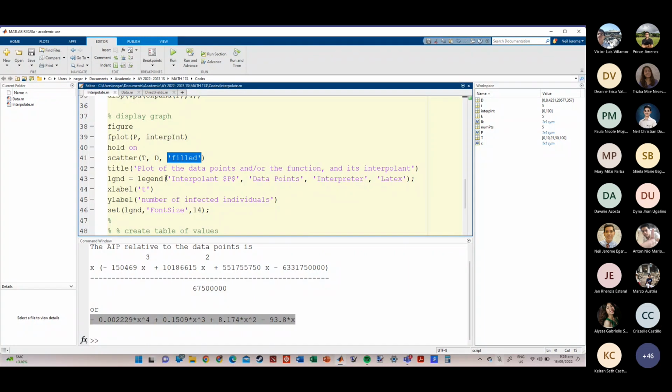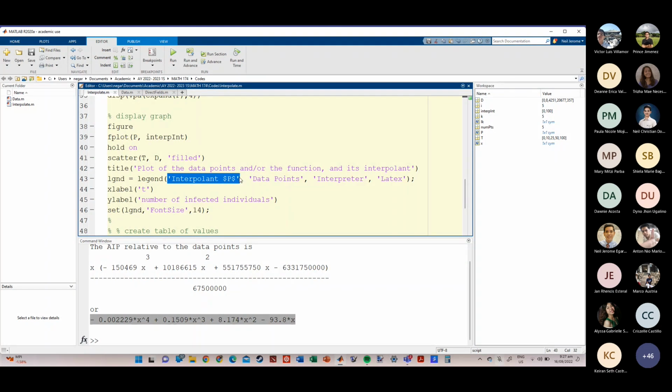Pag wala kayong nilagay na field, isang circle na walang kulay yung loob ang gagamitan ni MATLAB para i-plot yung data points, right? But I want a field para mas kita yung kanyang behavior, ano? Tapos title, ito lamang yung gusto kong title ng graph ko, alright? Tapos legend, kasi nga meron akong dalawang information dito, di ba? Yung unang graph ay para sa graph ni P. Kaya ang legend, una, ay interpolant P.